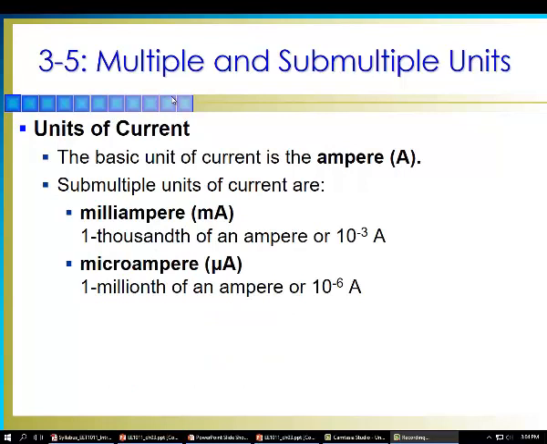Same for the current. The basic unit for the current is the ampere. For short, we always say amps. Submultiples of the current will be milliamps or microamps. These are the most typical submultiples used in electronics.